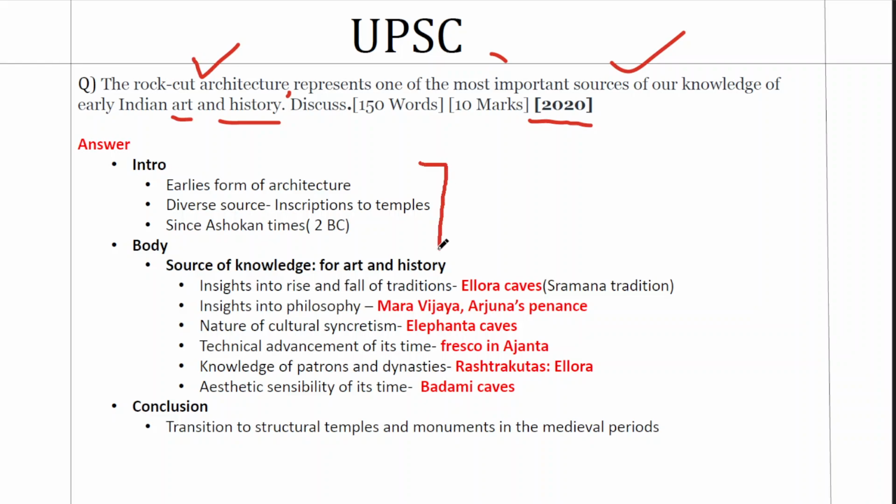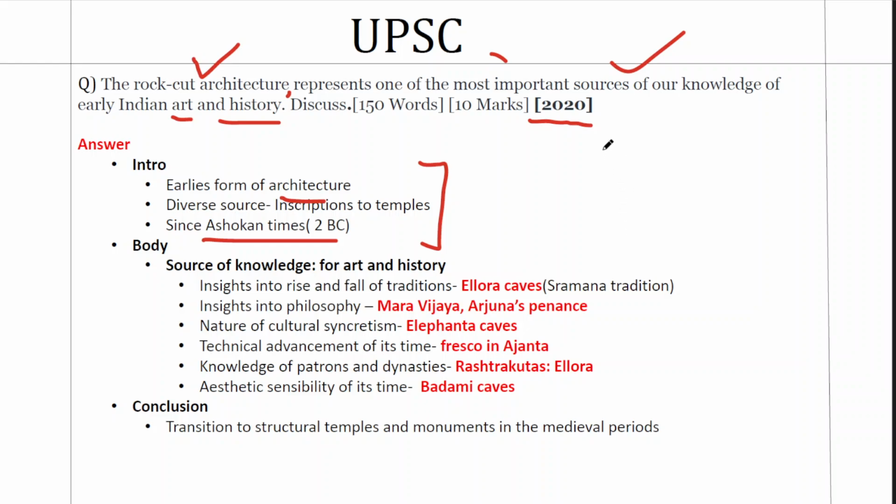Now, when you look at the introduction, we have set it in three areas. First, we'll say that rock-cut architecture can be traced back to the Ashokan times, which is the 2nd century BC. So there is an element of time in it. We'll also say that it is an earliest form of architecture.